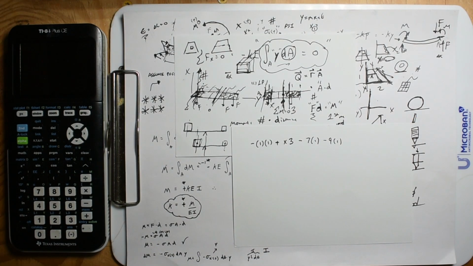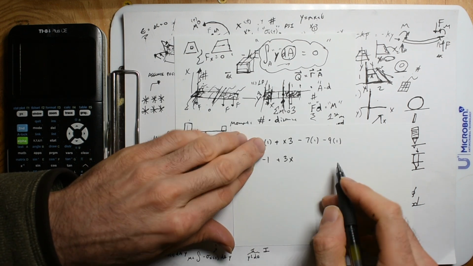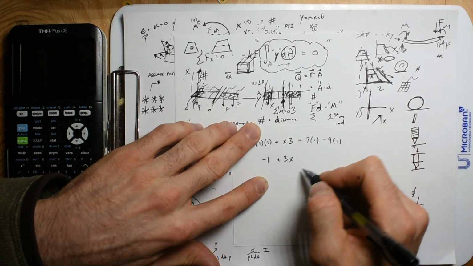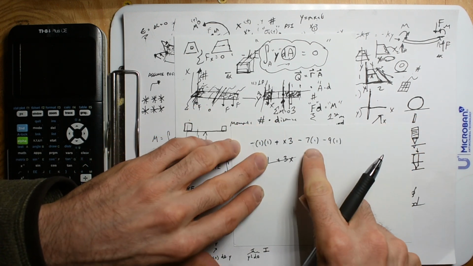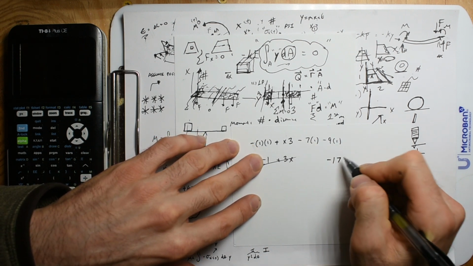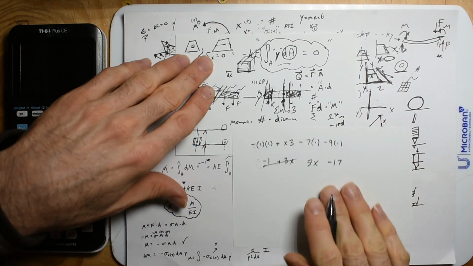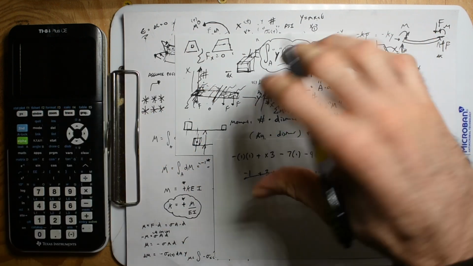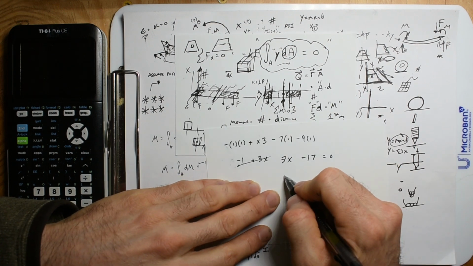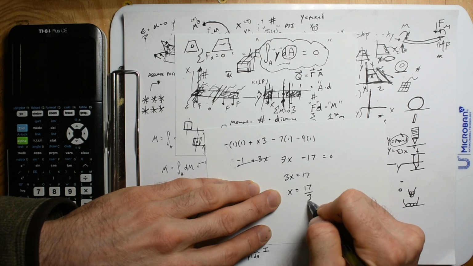All right, brutal. So I see negative 1 plus 3x, 7 minus 9. I want to do this all in one go. So 8 minus 9, negative 17. So we have 3x minus 17. And those are all the moments, and they just have to be equal to 0. So we have 3x is equal to 17. X is equal to 17 thirds.